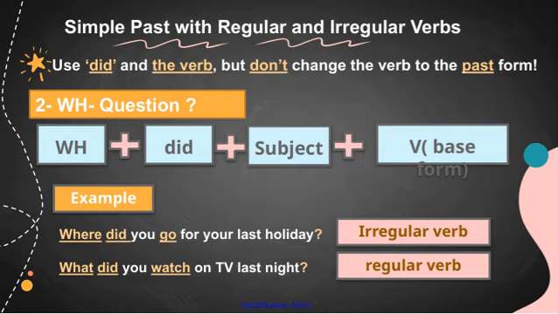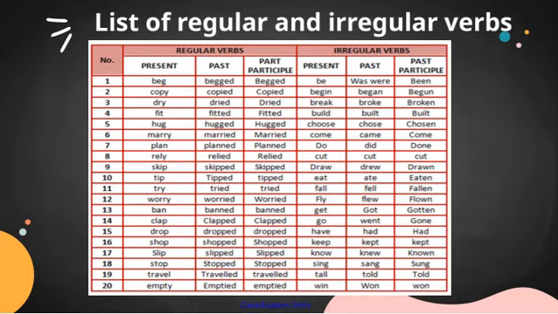So, in summary, when forming WH questions in the past tense, we use did plus the base form of the verb, regardless of whether the verb is regular or irregular. This is a crucial point to master for clear and correct past tense questions. Now let's take a look at some examples of regular and irregular verbs.